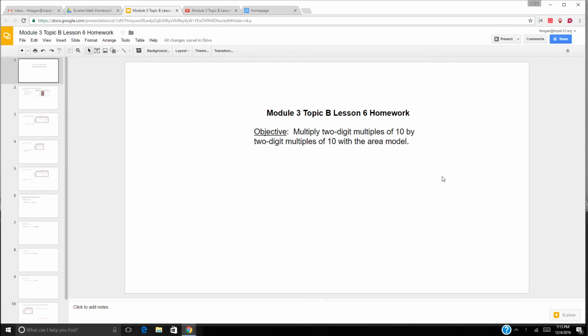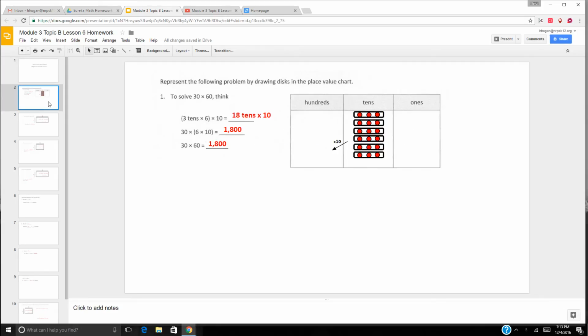And again, as you can see, we started this module with area and perimeter, and there was a reason for that, so that you would understand that area was length times width. And we're going to be using that to solve more difficult multiplication problems. Okay, so let's get started.